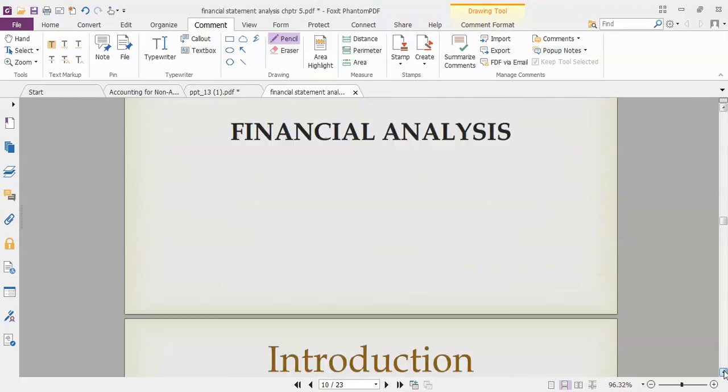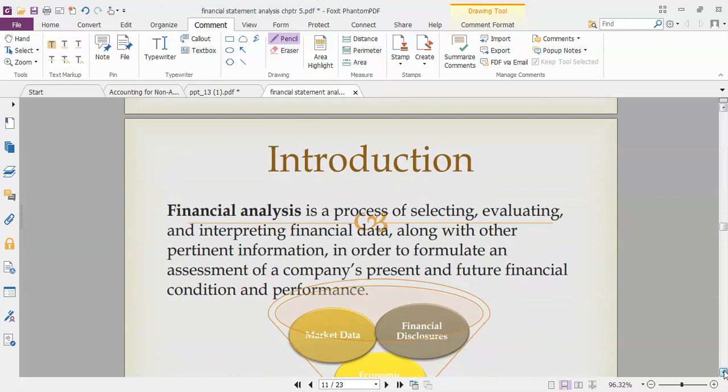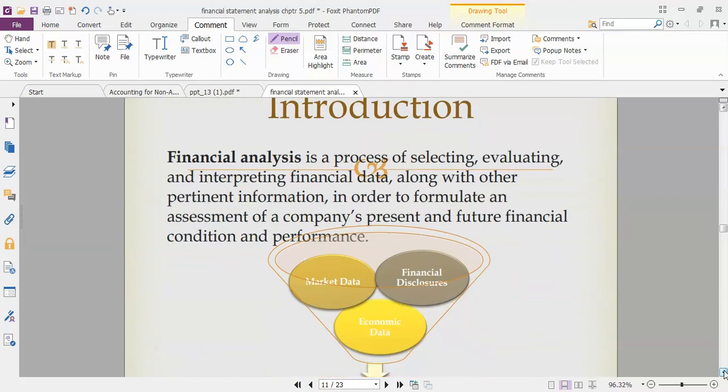Okay, so let's look at the financial analysis. So this is an introduction. Financial analysis is the process of selecting, evaluating, and interpreting the financial data along with other pertinent information in order to formulate an assessment of a company's present and future financial condition and performance.